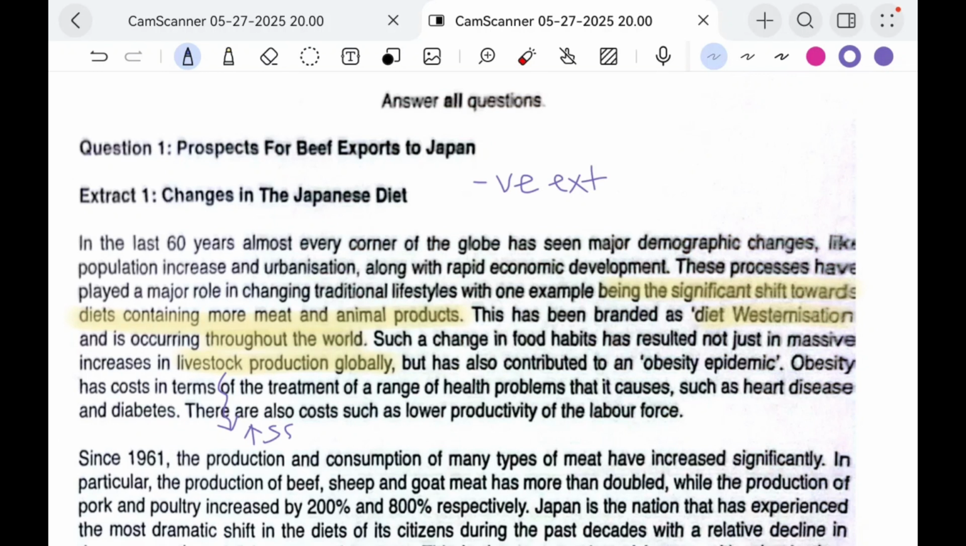Okay, but has also contributed to an obesity epidemic. Obesity has costs in terms here. So some keywords will trigger you to wonder, is this a market failure question? Related concept to externality, because this talks about costs. So they talk about, okay, there will be costs in the treatment of health problems such as heart disease, diabetes, and costs such as lower productivity of the labor force.